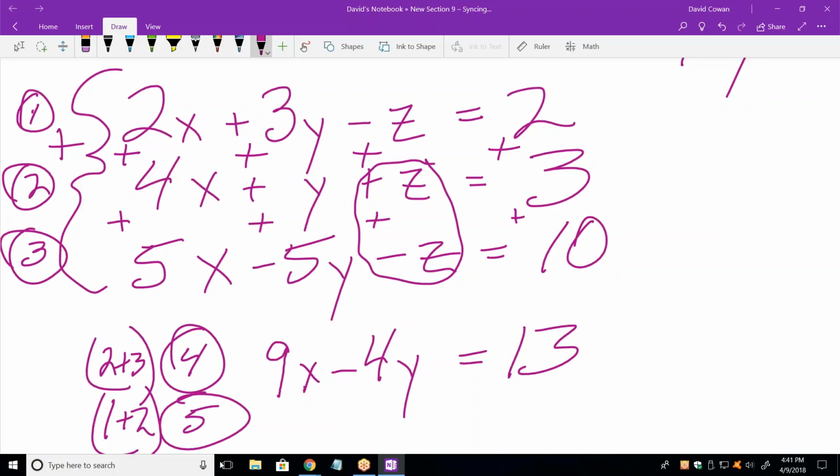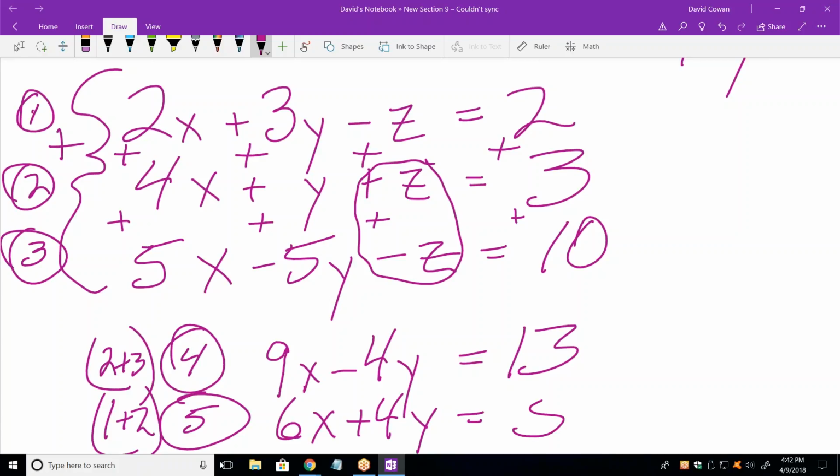What is 2x plus 4x? 2x plus 4x is 6x. What is 3y plus 1y? 4y. And what is 2 plus 3? 2 plus 3 is 5.